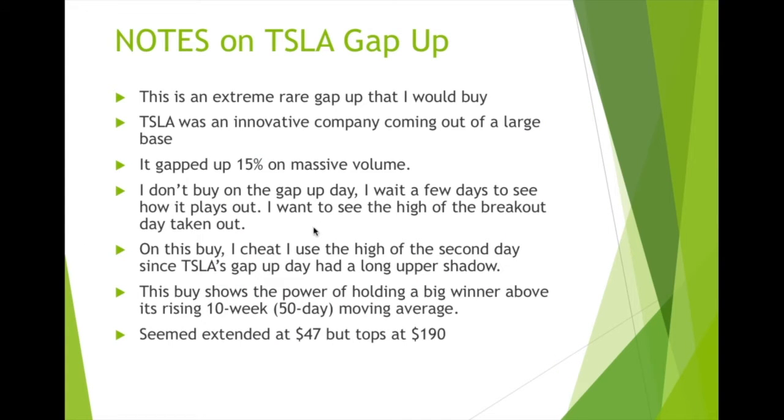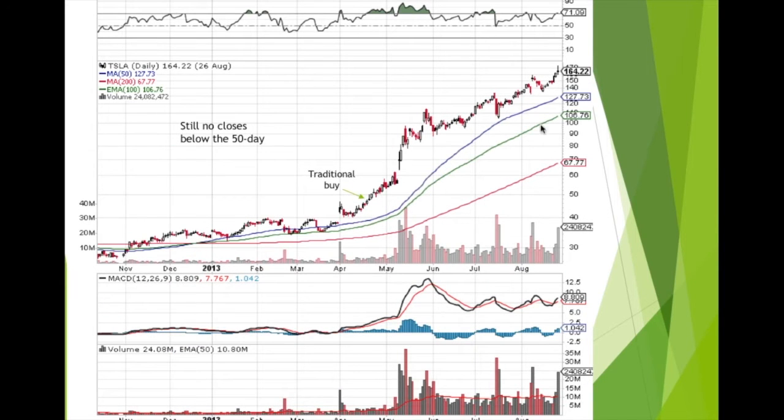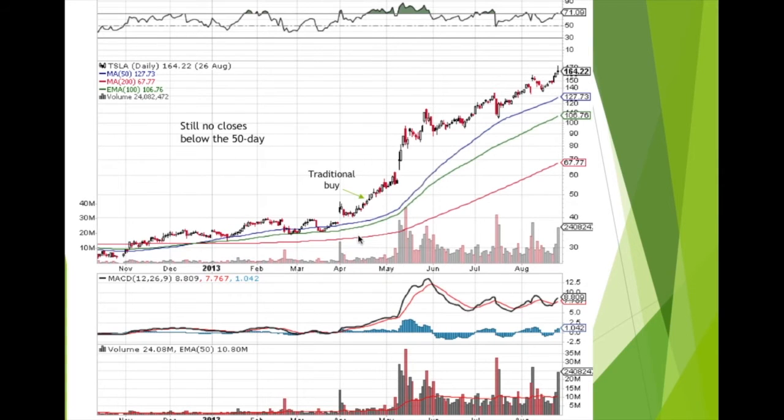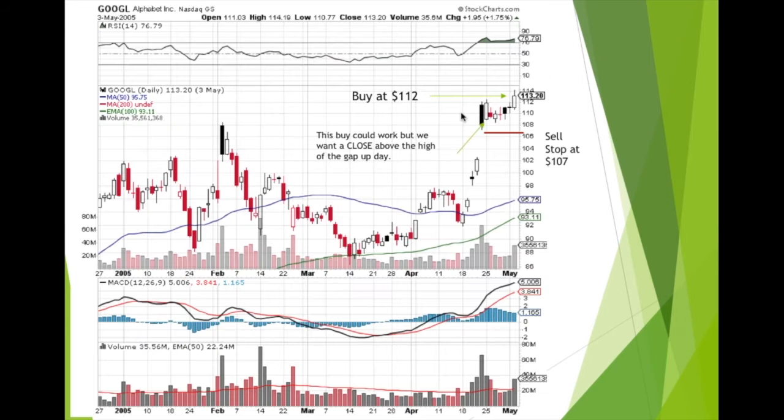And this buy shows the power of holding a big winner above its rising 10-week or 50-day moving average. You could see here this insane move, and it doesn't really approach it at all other than this one day here. Just an amazing sign of strength. The stock seemed extended at 47, but it stops at 190. It seems like it can't really get higher than this, right? Well, it really can. So you never know what a stock can do.